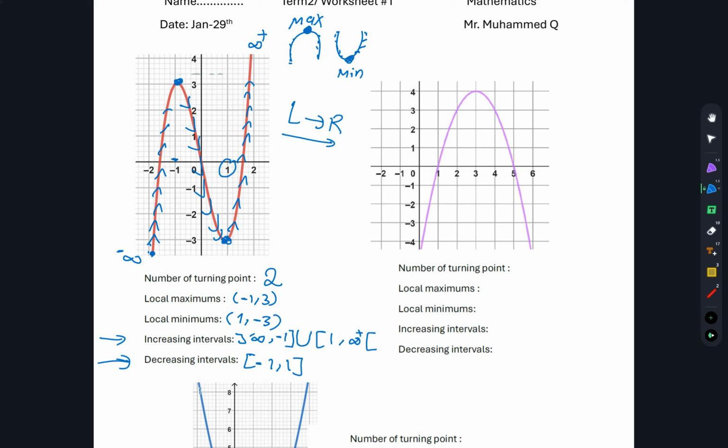About x. Okay, let's go to the other one. Second one, we have this graph. As you can see, we have only one turning point here. About this shape, you cannot see any more, so we have one turning point. Local max, this is the only local max, right? As I wrote for you here. So local max, the coordinate is (3, 4). So we are going to write 3, then 4. Local min, we don't have any local min because there is nothing like this one.